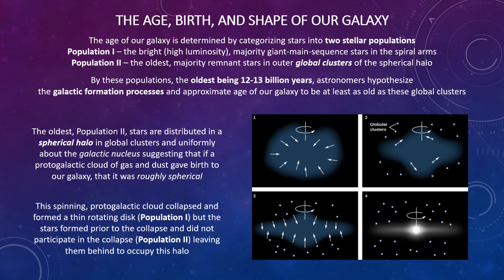This spinning protogalactic cloud collapsed and formed a thin rotating disk, which has our population 1 stars. But the stars that formed prior to the collapse of this cloud and did not participate in it are left behind to occupy the halo. And this gives us the population distribution that we see today in our galaxy, where the young stars are in the disk and the oldest stars are in globular clusters outside.